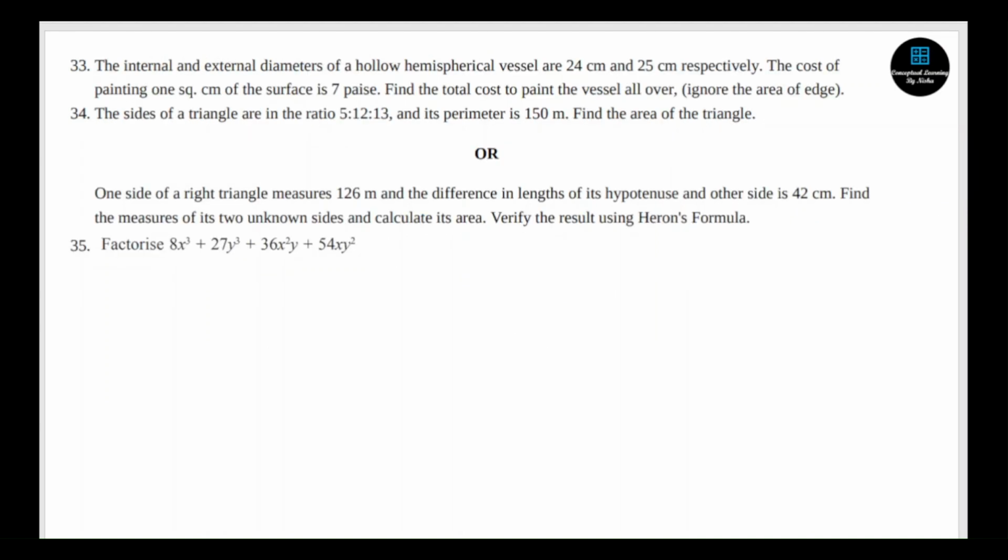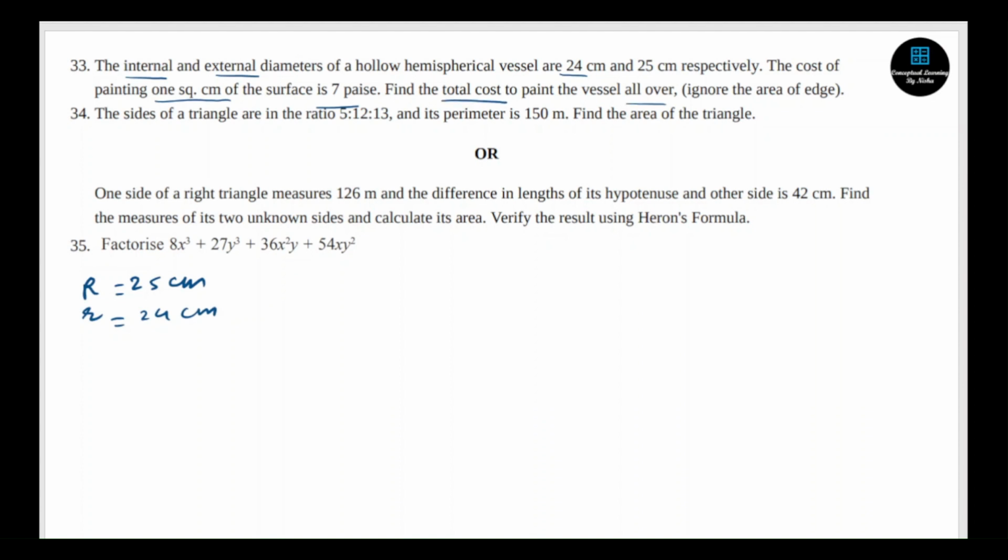Here the internal and the external diameters of the hollow hemisphere vessel are given. Alright. So I'll just write this as capital R and small r. So capital R is 25 centimeter and small r is 24 centimeter. And cost of painting 1 square centimeter, so surface is 7 paise. Okay. You have to find the total cost.